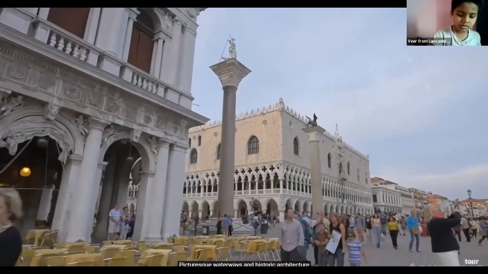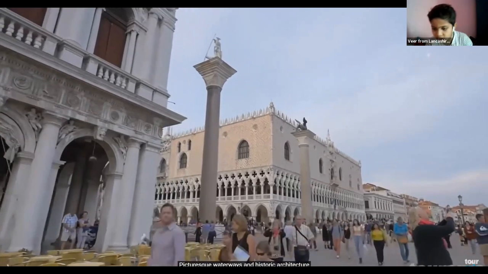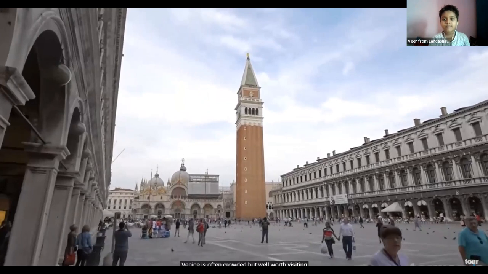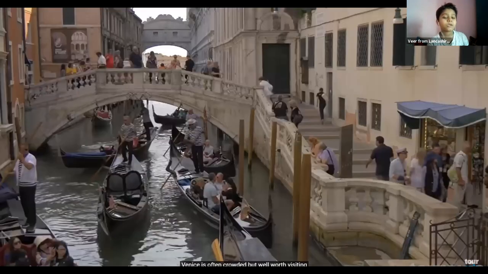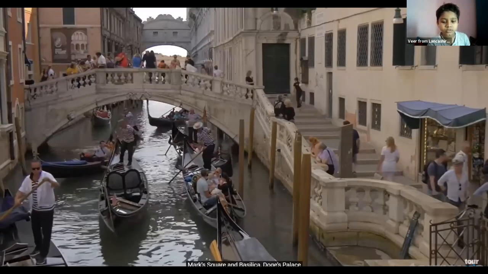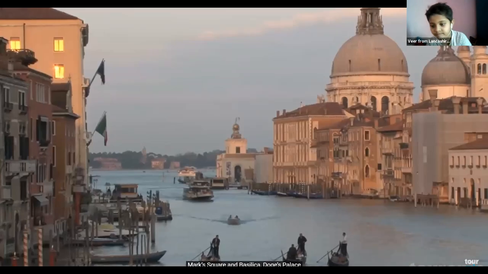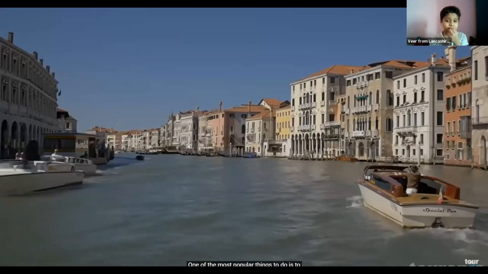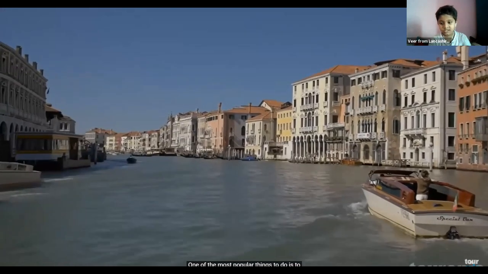Picturesque waterways and historic architecture make Venice one of the most romantic cities in the world. Venice is often crowded, but well worth visiting to see its magnificent landmarks like St. Mark's Square and Basilica, Doge's Palace, and Rialto Bridge. One of the most popular things to do is to take a gondola ride along one of its many canals.